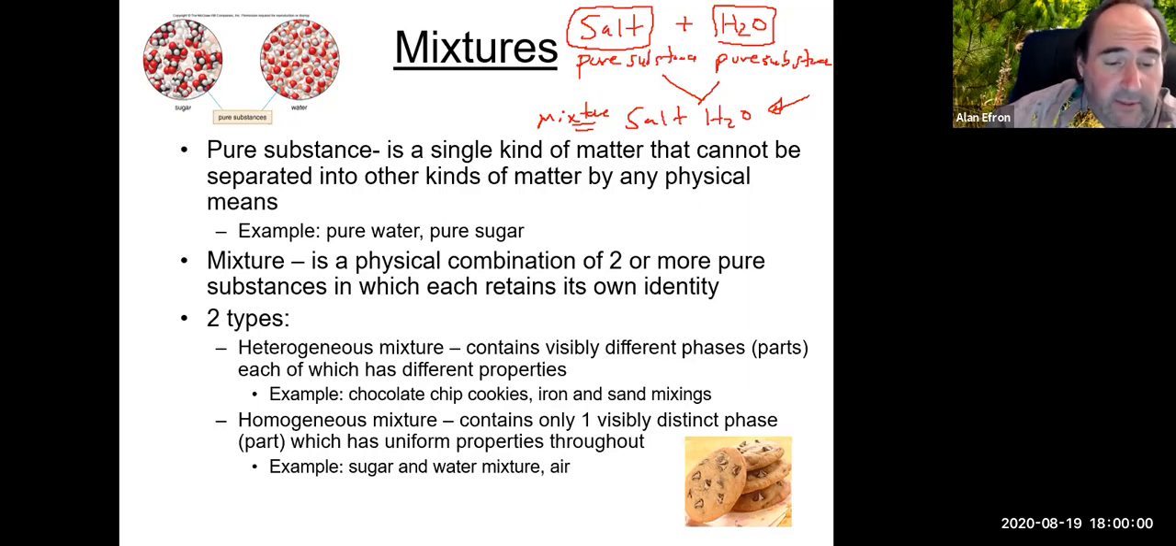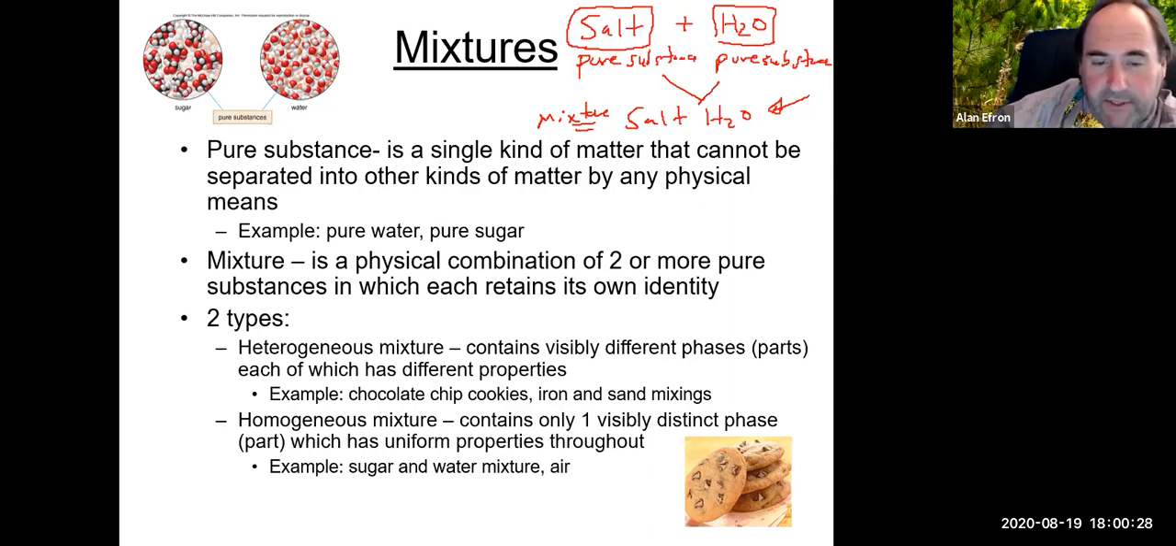Air as well. When we look at air, in most cases, we can't really see it, but air is a mixture of a lot of different things. The major component of air, by the way, is nitrogen, followed by oxygen, argon, and some other things, depending on where you're breathing your air. But in most cases, when you look at air, it just looks like air. You don't see different layers happening when you look at it.